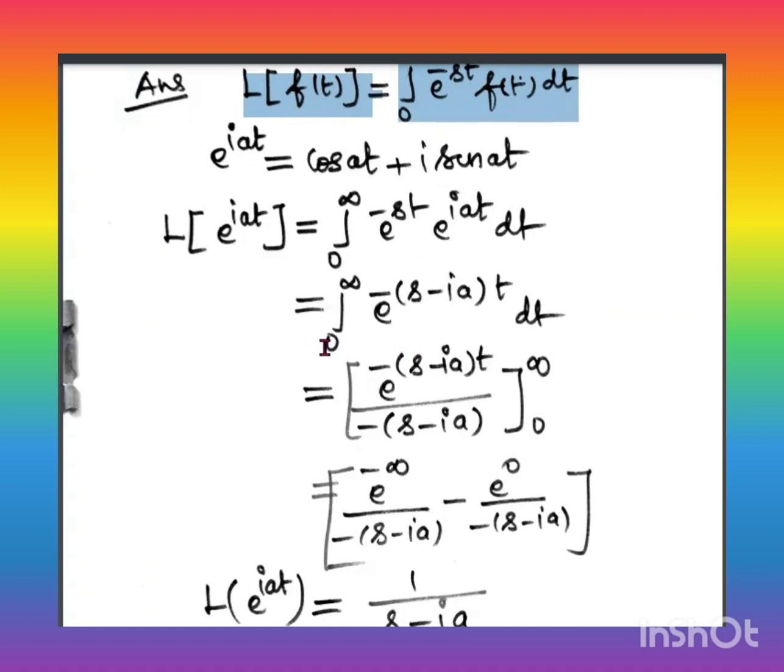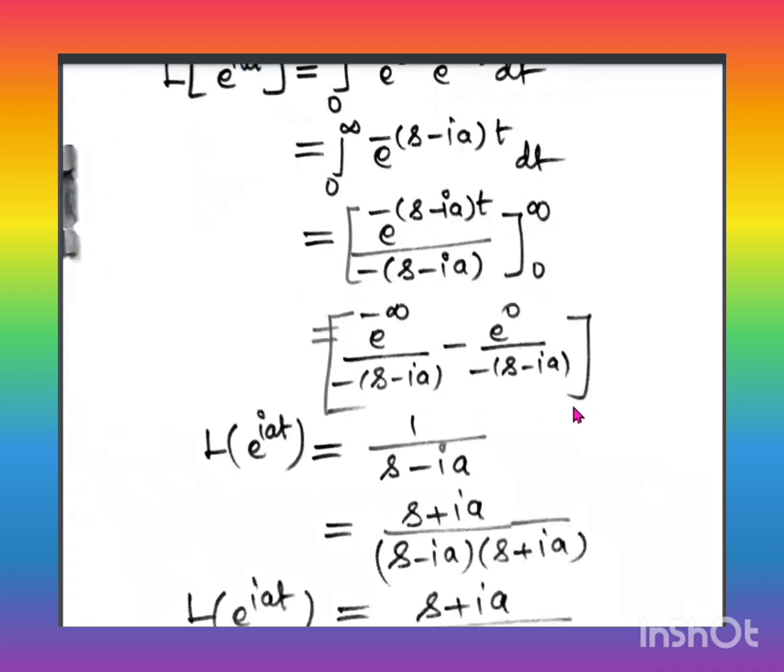Which is equal to integral 0 to infinity e power minus of s minus ia into t into dt, which is equal to e power minus of s minus ia into t divided by minus of s minus ia. So we are integrating, so the coefficient of t should be written in the denominator, minus of s minus ia. The limit is 0 to infinity. First you have to apply the upper limit minus lower limit.